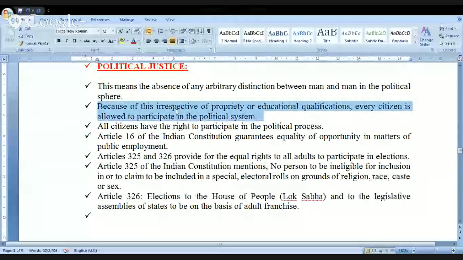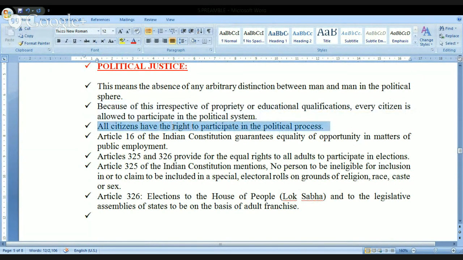I'll show you some points here. Because of this, irrespective of property or educational qualifications, every citizen is allowed to participate in the political system. All the citizens have the right to participate in the political process. Okay, now if you look at this one, I think this is immaterial here.